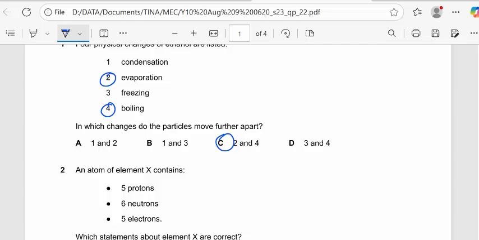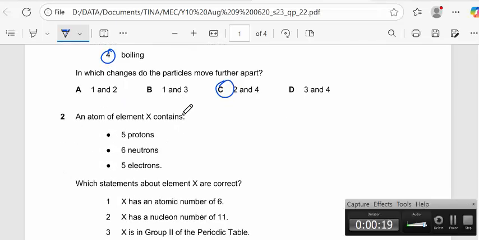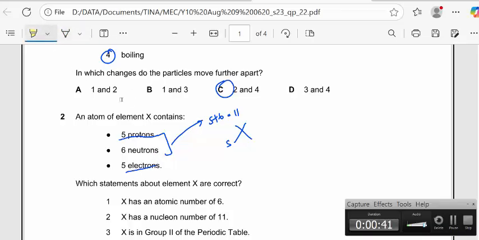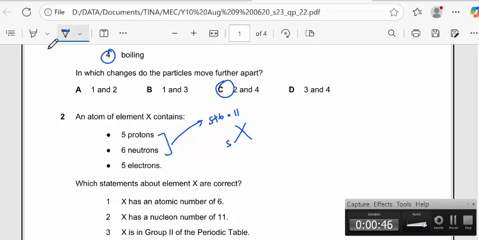An atom of X contains five protons, six neutrons, and five electrons. Okay, remember X, the nucleon number is 5 plus 6, which is 11. The proton number is 5. Because proton and electron numbers are the same, it's an atom because it's neutral. Get it? Yeah? All right.